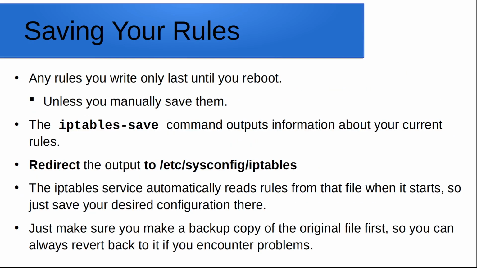Once you've done all that, you're going to want to save them, right? Because they're only going to stay that way until you reboot, if you didn't save them. So you could use the iptables-save command, and that will save everything about your current rules, and you can redirect that to /etc/sysconfig/iptables. That's the configuration file that iptables reads from when it starts. So just save it there. You're good to go. You might want a backup copy of that first though, right? Anytime you're going to change or overwrite a configuration file, you probably want to back up first.